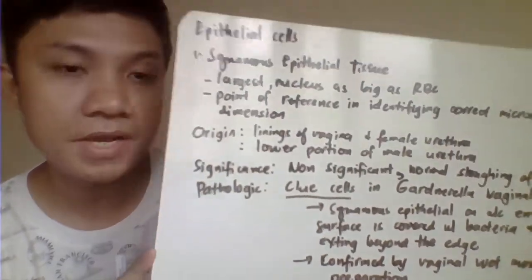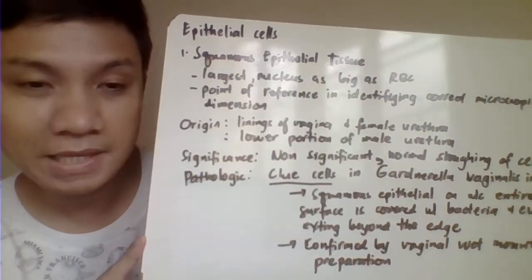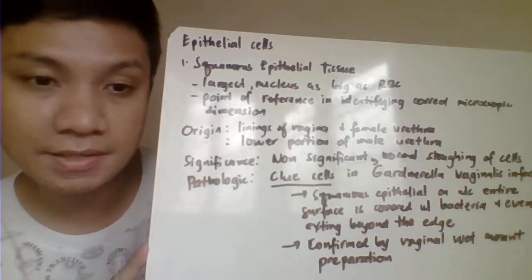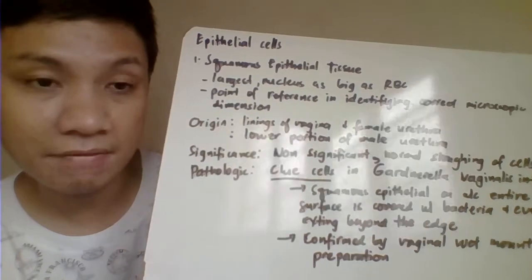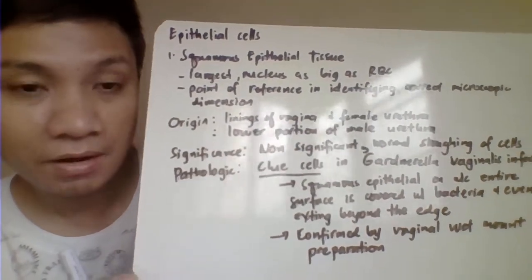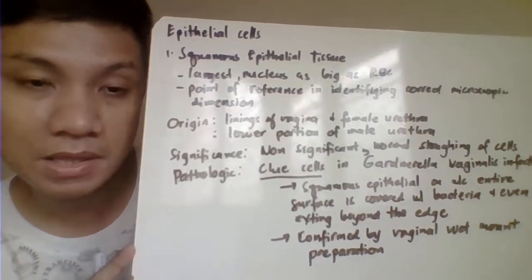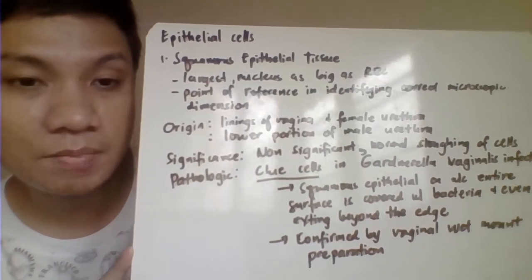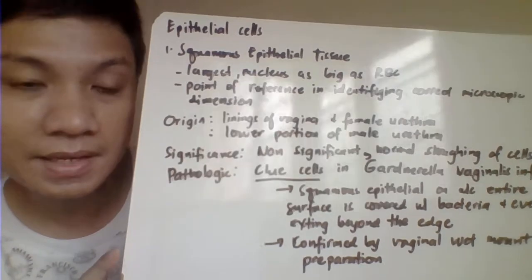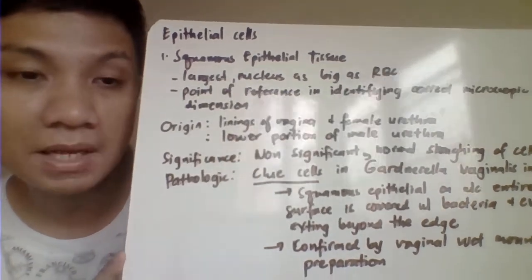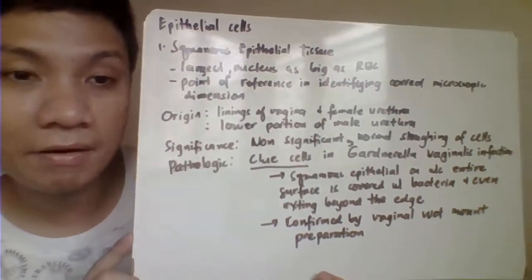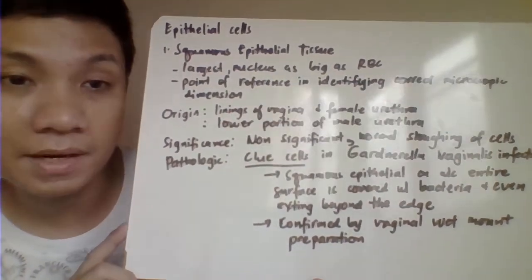Okay, then we have also here the epithelial tissues. They just differ with one another, with their significance, with their origin. For the first one, we have your squamous epithelial tissues. The squamous epithelial tissues are considered here to be the largest urinary sediments, and we use this one as a basis for knowing that we are on the correct dimension with our urinary sediments.